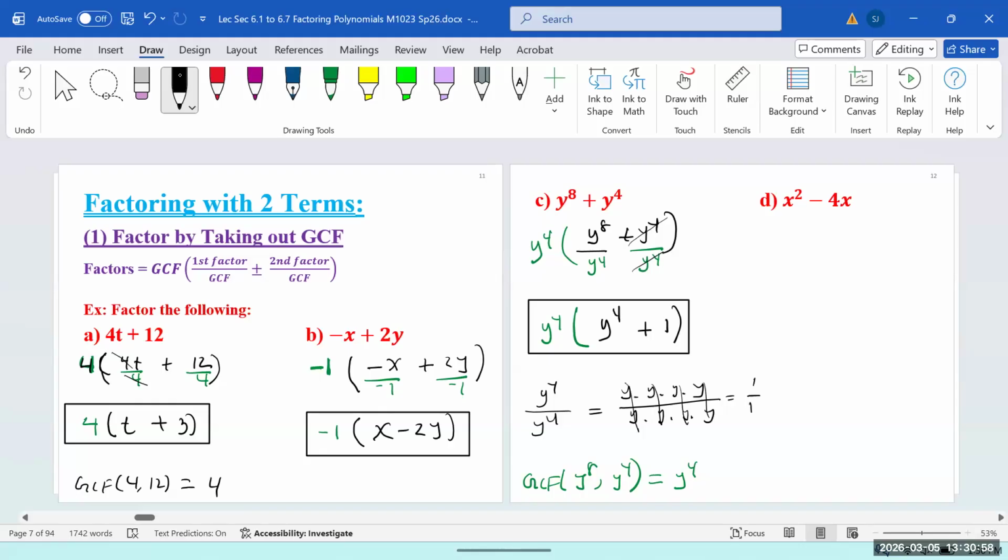Okay, so let me see. Why is it just 1 and not y? All the y's cancel out. How can you have a y left? Oh, because that's 1. What is anything not 0 to the power 0? So even if you use the exponent rule here, you get y to the 4 minus 4, which is y to the 0. And what is y to the 0? 1.